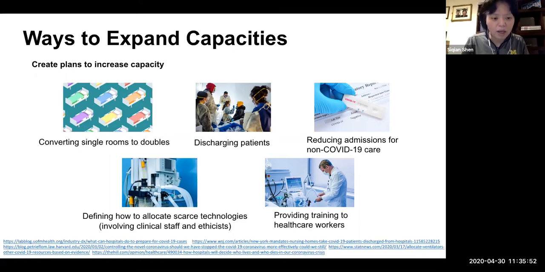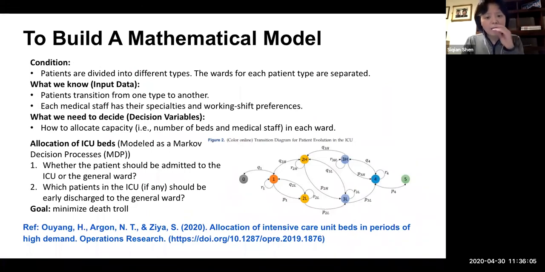You need to decide that carefully, and also define how to allocate scarce technology and resources and provide training to healthcare workers. So all these can be done using some models to guide the decision. I mentioned one as an example to you. This is a very recent paper coming out in one of our flagship journals called Operations Research. The paper says allocation of intensive care unit beds in high demand. The idea is that they model this whole process as a Markov decision process, and make decisions along the way. So you have actions, and then your actions can cause the transitions of the states and so on and so forth. Okay.